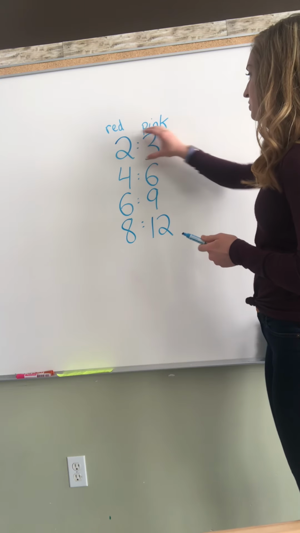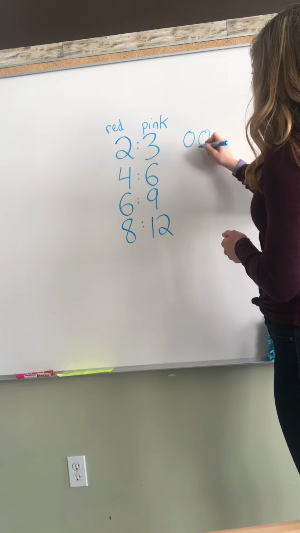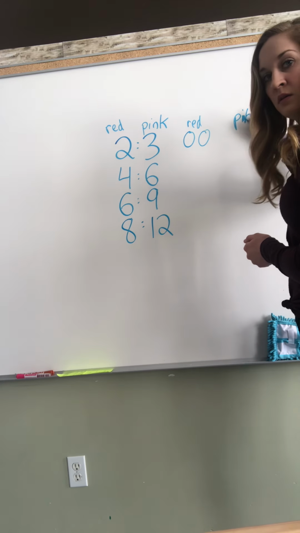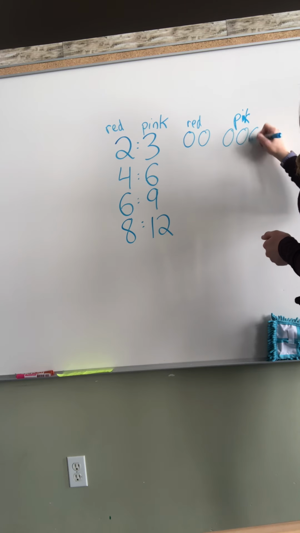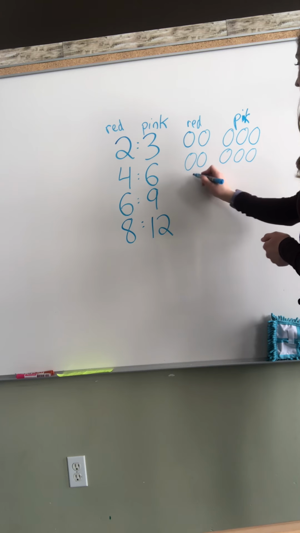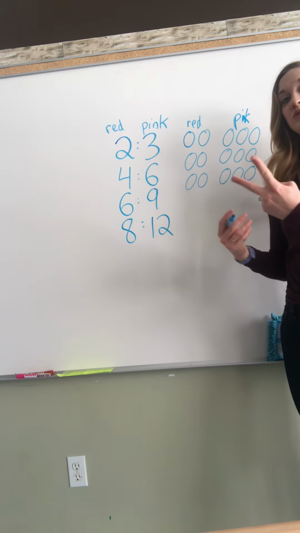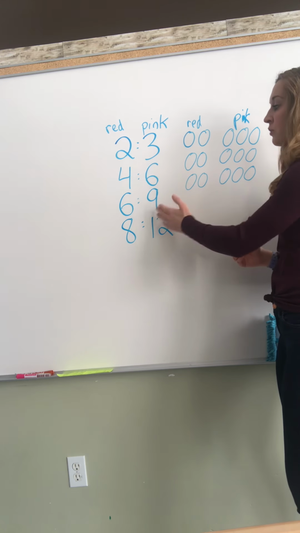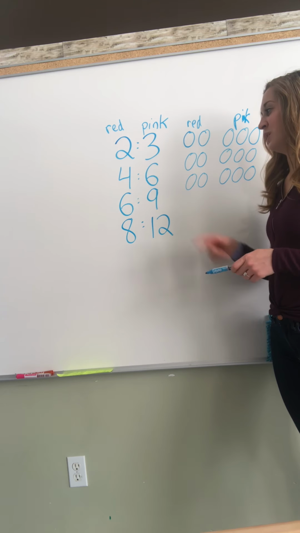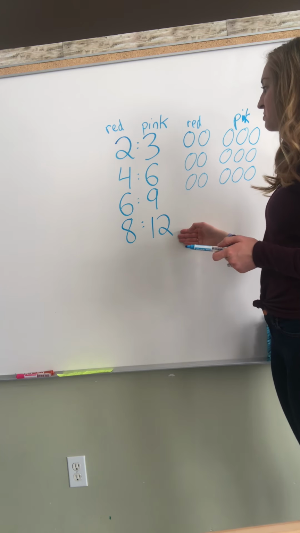For every 2 red balloons, I have 3 pink balloons. So if I was drawing balloons, here's my red, and here's my pink. Okay, just making sure you guys can see that. 3. Then if I have 4, well, I'm going to double this. And then if I have 6, I'm only drawing 3 more pink balloons for every 2 red balloons that I have. So it's not always going to be double. It just happened to work out like that in the first one, but later on, that's not always the pattern. Okay, so you just have to be mindful of that.